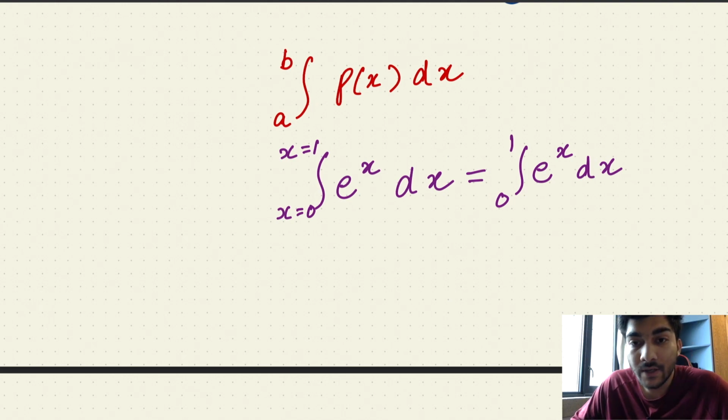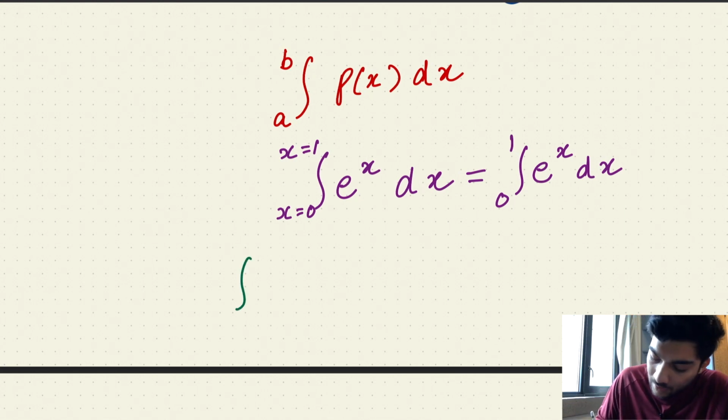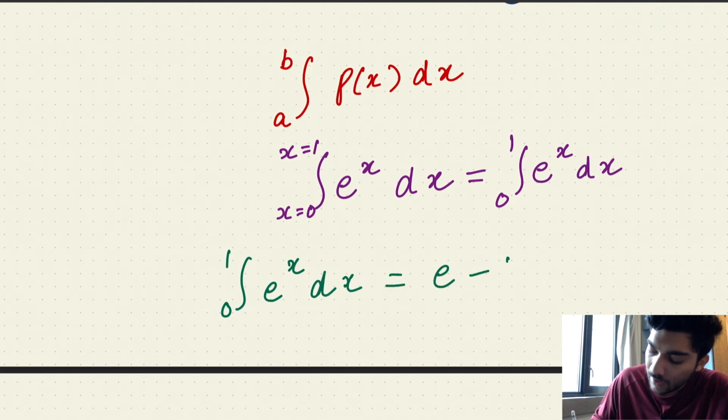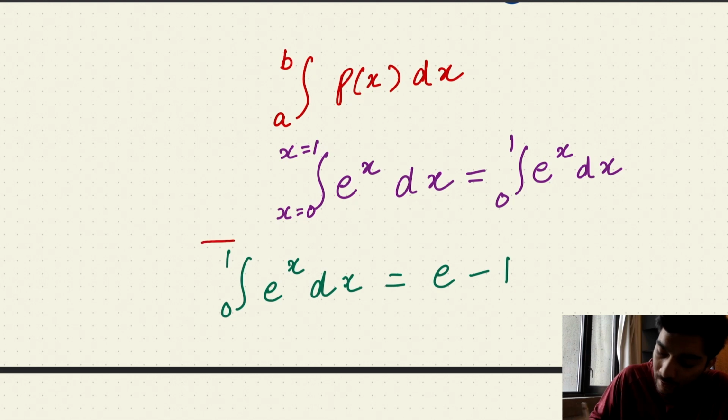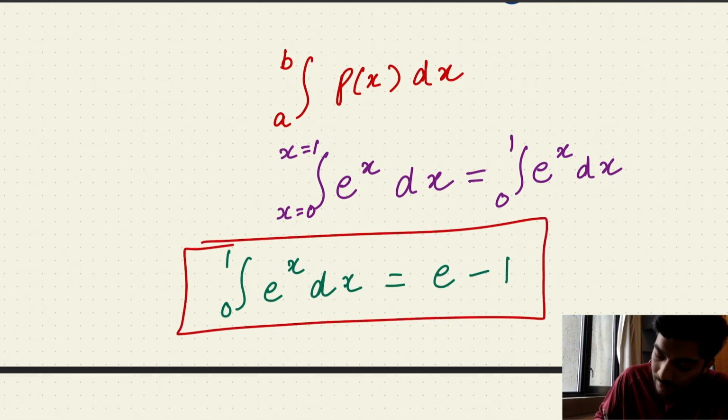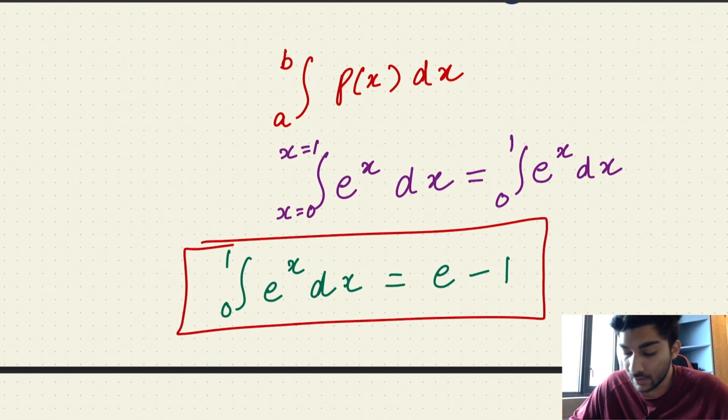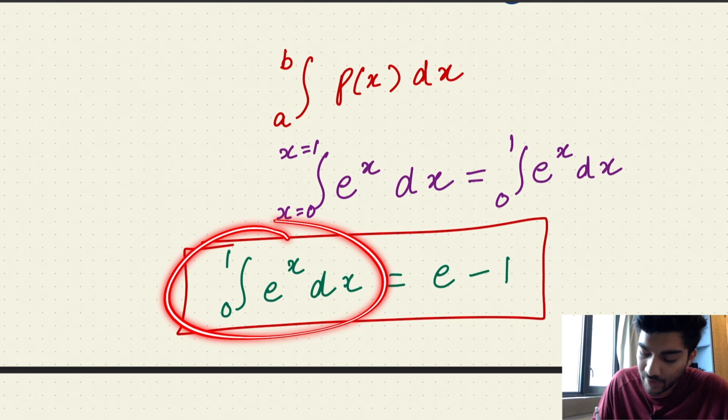We also calculated the answer of this expression in the previous video, which came out to be e minus 1. So to sum everything up, I'll write the final result, which would be the integral from 0 to 1 of e to the power x dx equals e minus 1. And this is the final answer, or the actual area under the curve for e to the power x, which is finally represented by the definite integral.